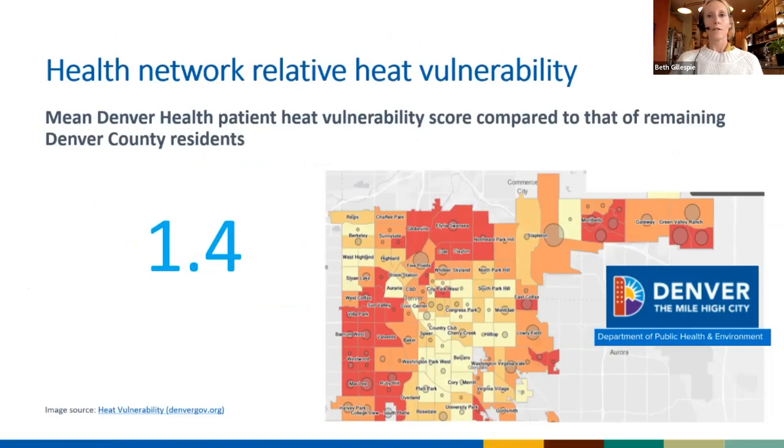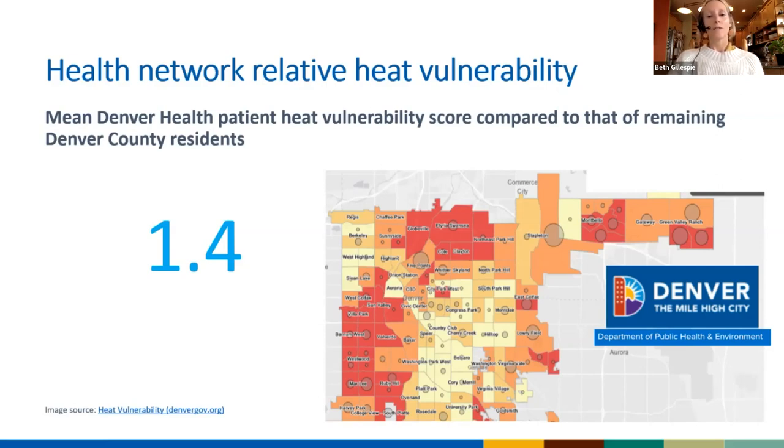So this was actually the first aim of our study, to calculate the relative heat vulnerability for Denver Health patients compared to remaining Denver residents. And we did this using data reported by Denver Department of Public Health and the Environment, which assigned a unique heat vulnerability score to each census tract. We overlaid these scores with geocoded patient records in order to assign a score to each Denver Health patient with an address. We then subtracted the number of Denver Health patients within each census tract from each tract's American Community Survey counts in order to assign scores to each remaining county resident. And this gave us this ratio of 1.4, saying the mean heat vulnerability score for Denver Health patients is 40% higher than that of remaining Denver residents.